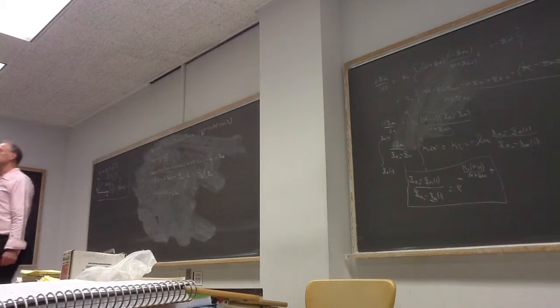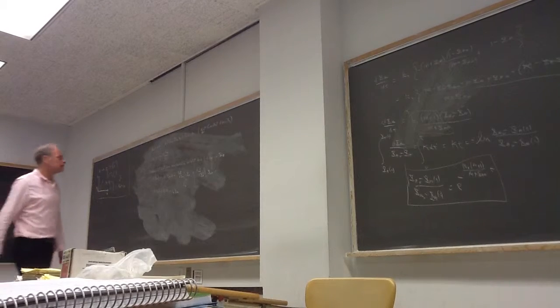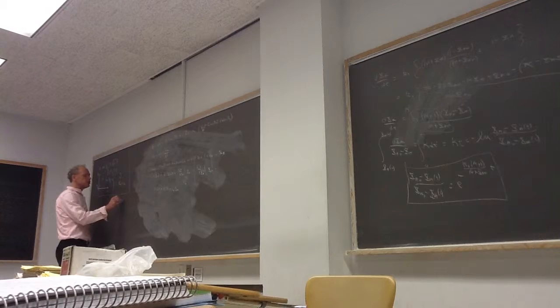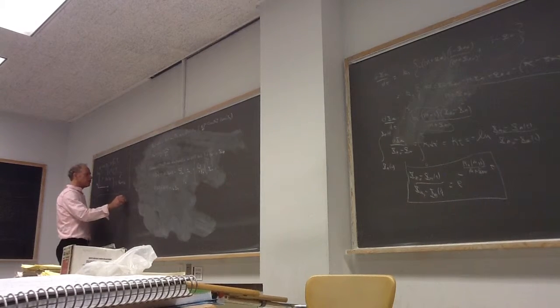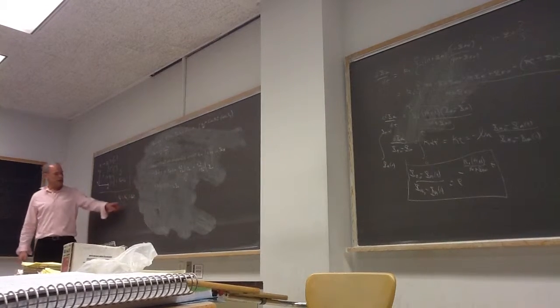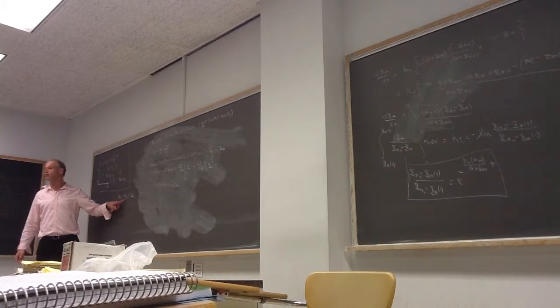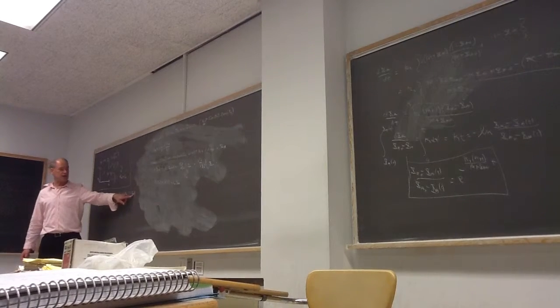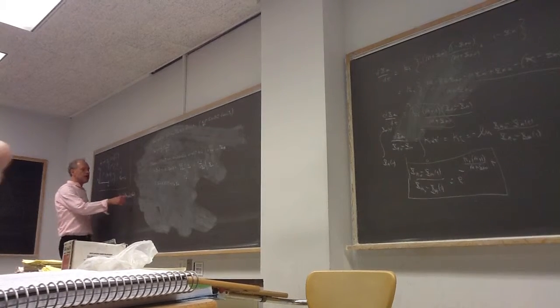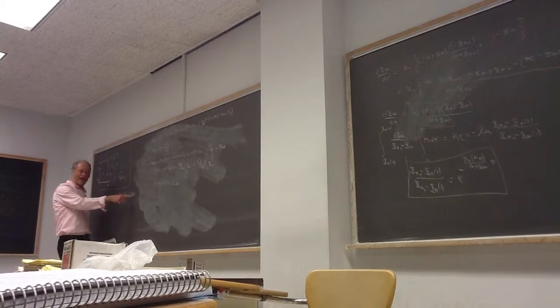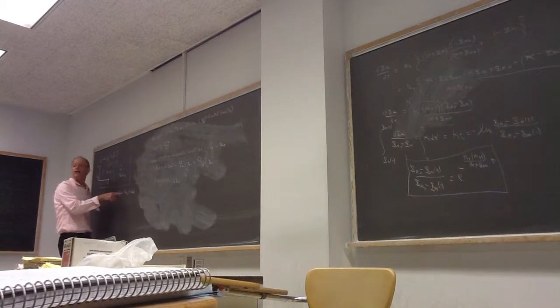Now what is XA equal to 0? Remember, XA was defined by the relationship NA is NA0 times (1 minus XA). So XA is always defined relative to the reference state. I have to define an NA0 in order to define an XA. When I change NA0, I change the definition of XA. So XA is defined in such a way that when XA is 0, NA is NA0.